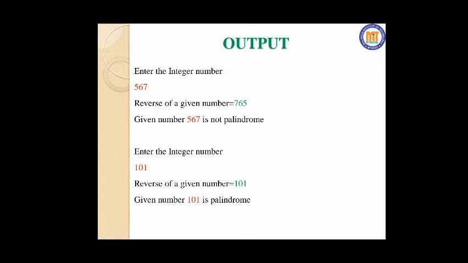This is an example output of how our program will appear on your screen. Here, 567 and the reverse of the given number is 765. The given number 567 is not a palindrome. Here I have taken a second example also, that is 101. The reverse of the given number is 101 again, but here the number and the reverse number both are the same, so the given number is a palindrome number. Thank you.